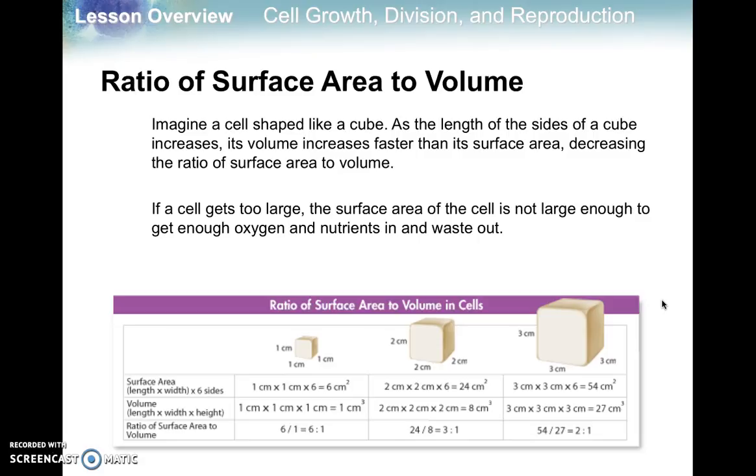So let's take a look at these cubes at the bottom of the slide. A 1 by 1 by 1 cube has a 6-to-1 surface area to volume ratio, which is much more conducive to transport in and out of the cell. If you look at the 2 by 2 by 2, the surface area to volume ratio is half of what it was before. It's a 3-to-1 ratio. And if we triple the size and go to a 3 by 3 by 3, we are down to a 2-to-1, which makes it much less conducive to transport in and out of the cell.